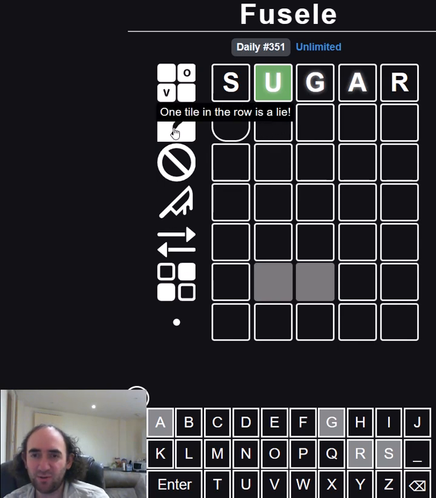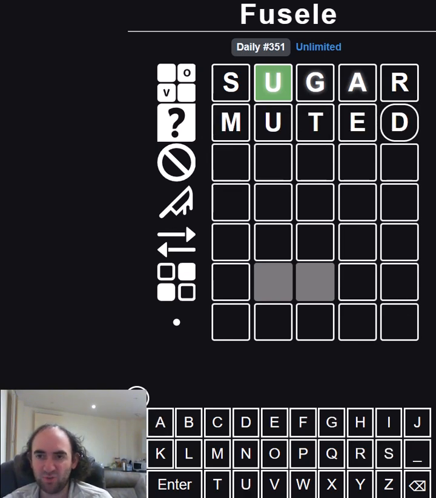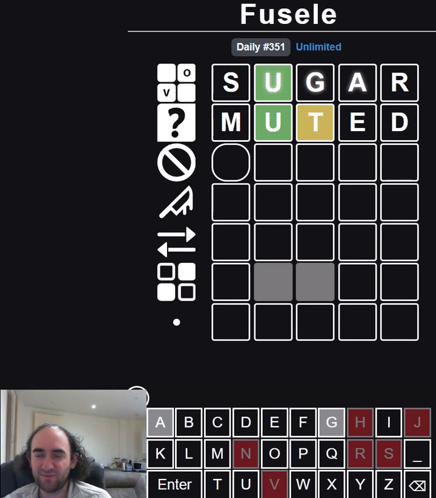Now on this guess, one tile will be a lie. So what are we going to do with that? Let's try and mute it and see if we learn anything useful. Well, we haven't really. The T might not be in the word, or maybe the E should be in the word because it should be grey, or green, sorry. Lots of options. We need more information.